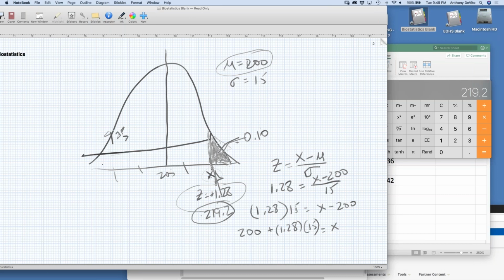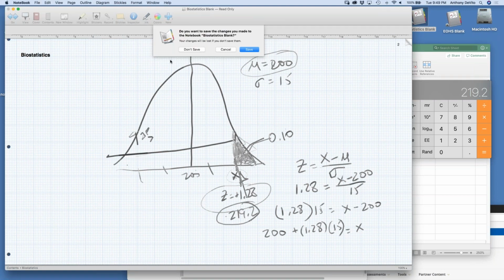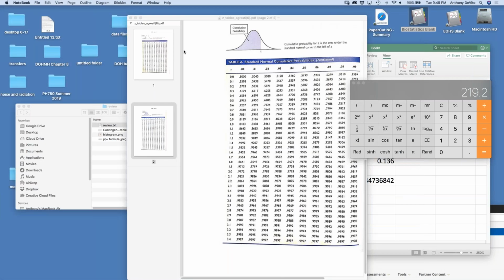Okay, so you can manipulate this. You use this a number of different ways. Okay, so let's move on to another calculation. Okay, let's move on to confidence intervals.